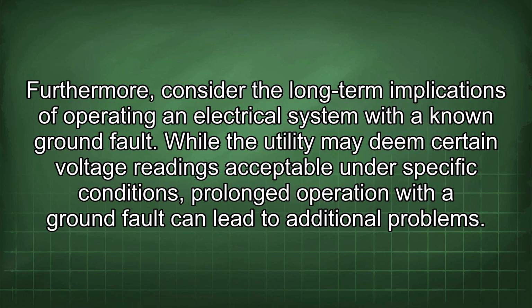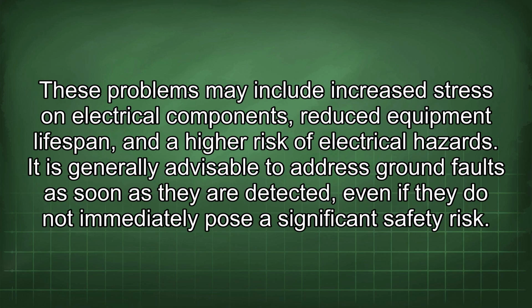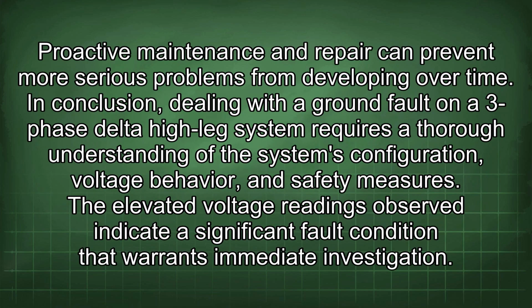Furthermore, consider the long-term implications of operating an electrical system with a known ground fault. While the utility may deem certain voltage readings acceptable under specific conditions, prolonged operation with a ground fault can lead to additional problems. These problems may include increased stress on electrical components, reduced equipment lifespan, and a higher risk of electrical hazards. It is generally advisable to address ground faults as soon as they are detected, even if they do not immediately pose a significant safety risk. Proactive maintenance and repair can prevent more serious problems from developing over time.